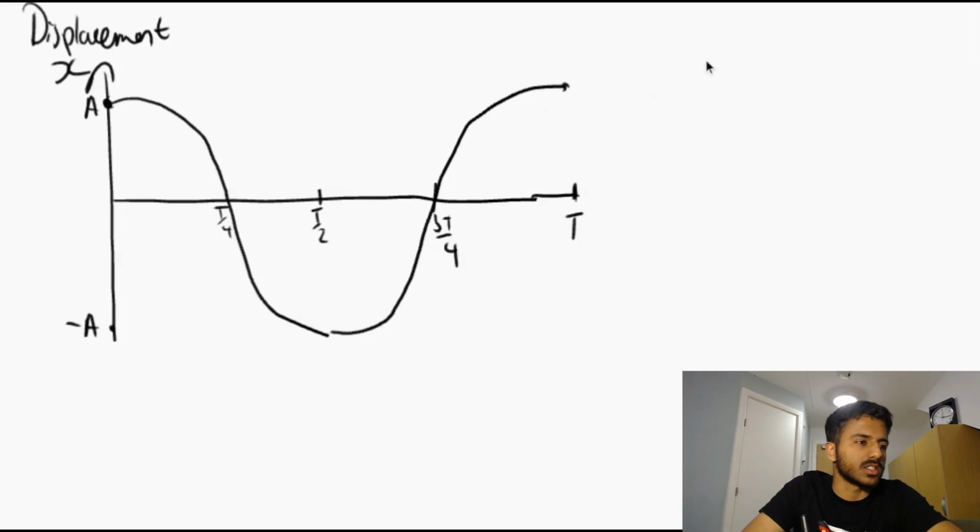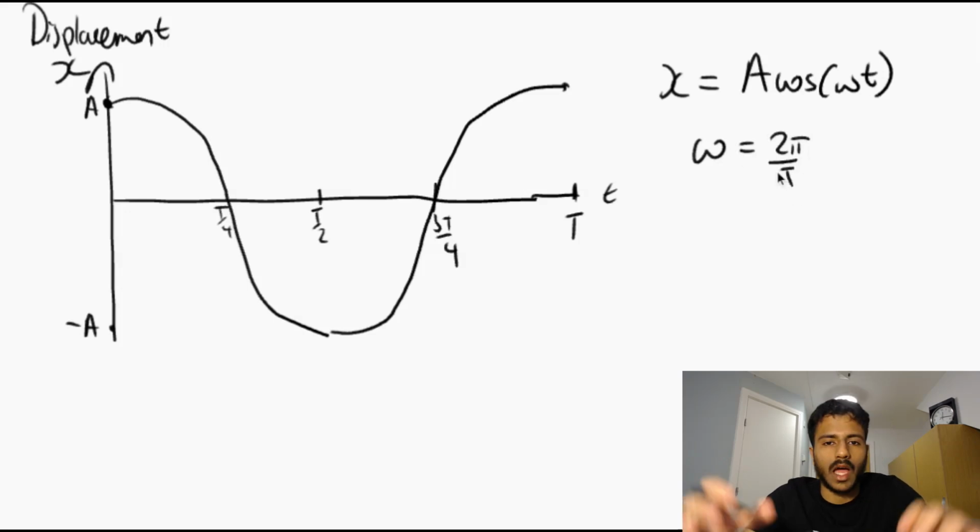So the equation for x in terms of t is going to be x is equal to A cos omega t, where omega is equal to 2 pi over T. And remember that from our previous video on angular velocity.